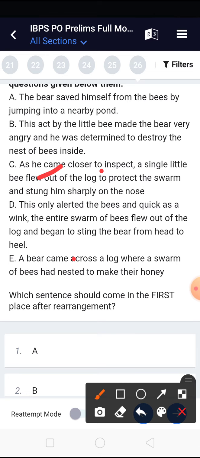E C B D, B के बाद दिस एक्ट इज लिटिल मेड टू बियर, बी के बाद डी, this only alternated the place and quick as a wing the entire swarm of bees flew out of the log and stung the bear from head to heel. फिर the bear saved himself from the place by jumping into the nearby pond.